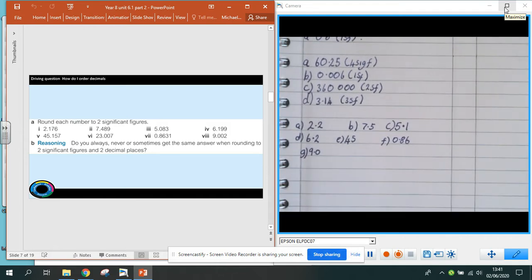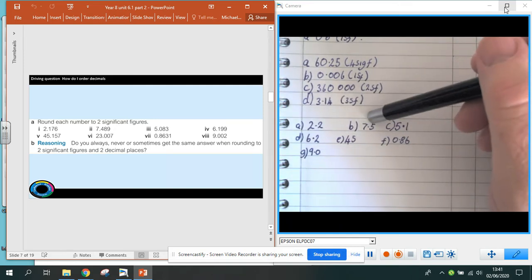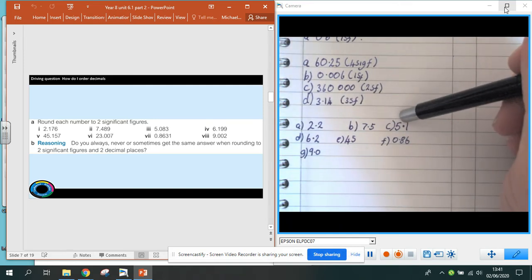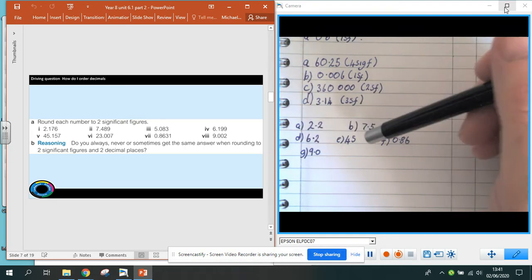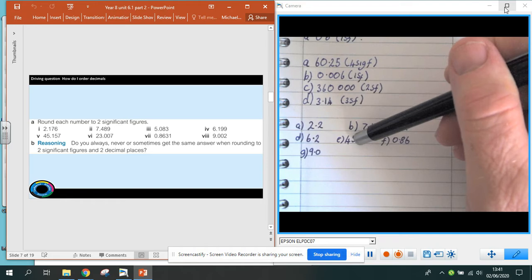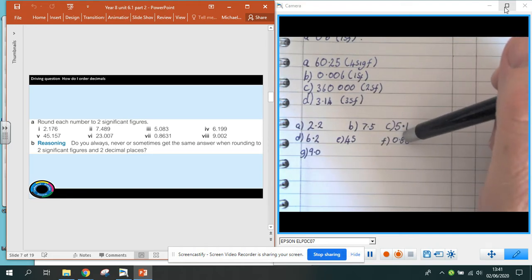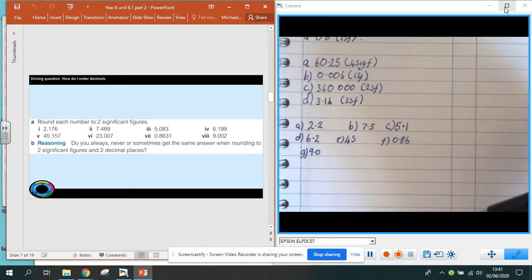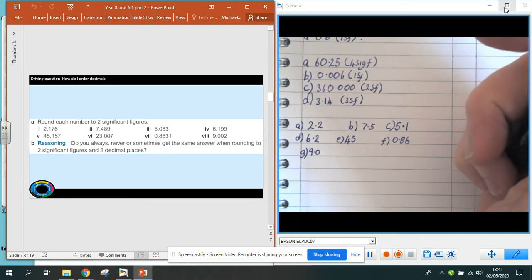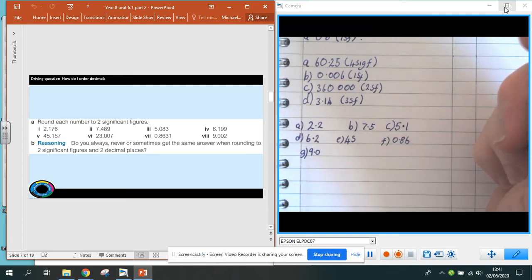So, for 1 or A, 2.2, B, 7.5, C, 5.1, D, 6.2, E, 45, F, 0.86, and G, 9.0. All two numbers. So, in terms of reasoning, do you always, sometimes, or never get the same answer when rounding to two significant figures and two decimal places?